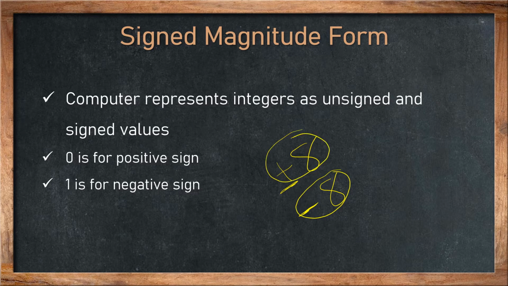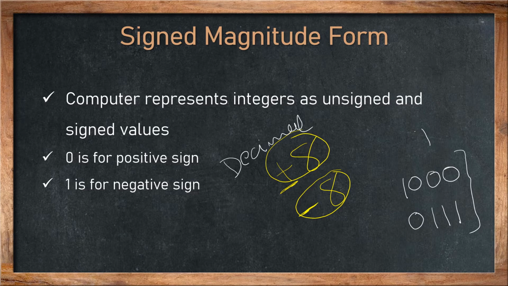But what if I have the number 1000 and the other number 0111? Both are binary numbers, right? These are decimal numbers, and these are the binary numbers. Now the question is, how will we identify which of these two numbers is positive and which is negative? For that we use a concept called the signed magnitude form.